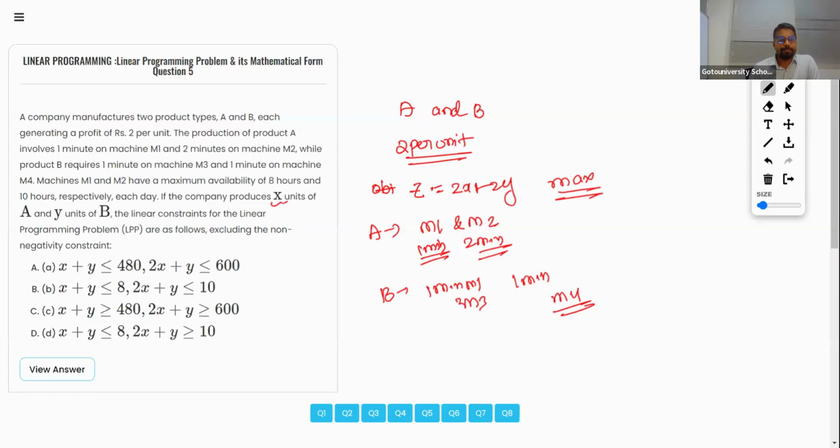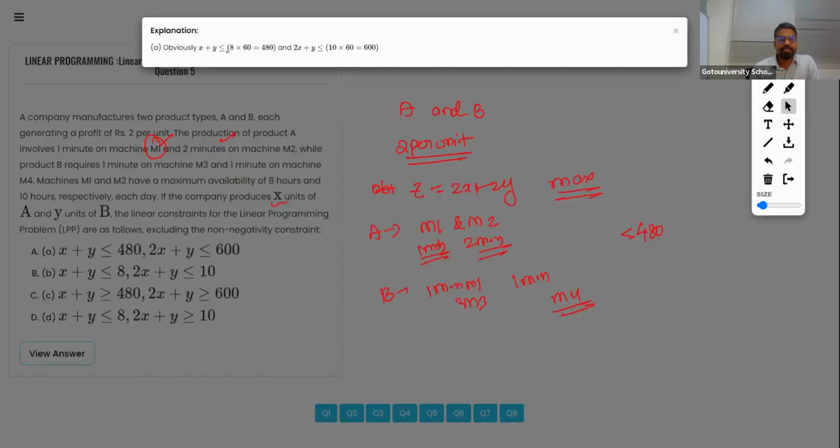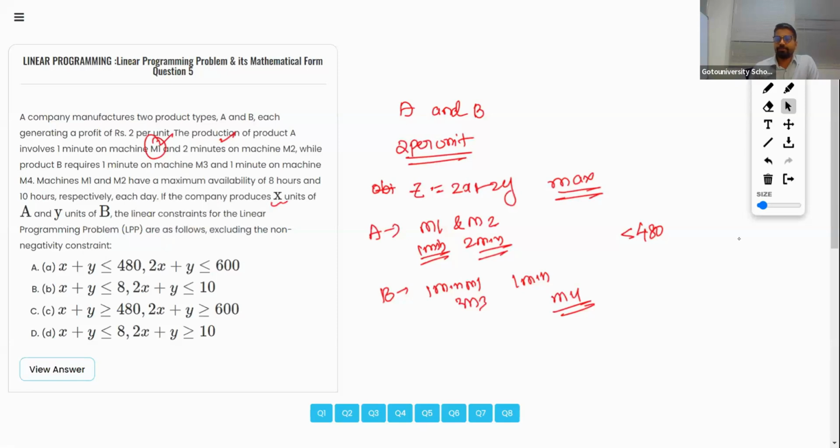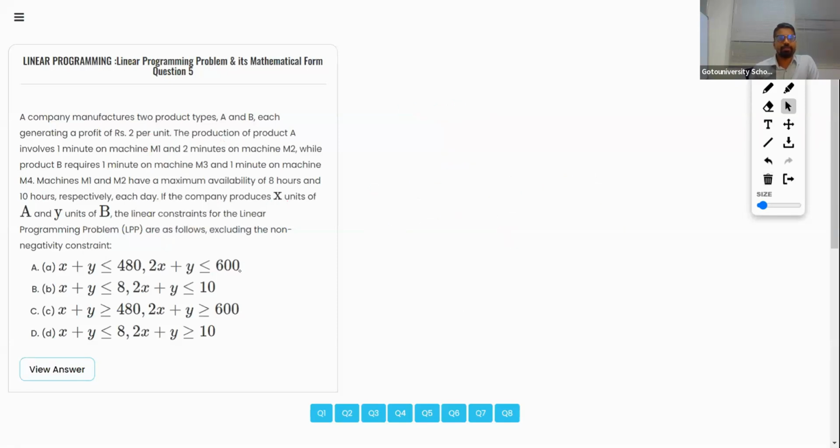Very good. And then 8 hours is 480. So I want M1 and M2. M1 is used for X, M2 is used for Y. So what is our constraint finally? Let's see. X plus y less than or equal to 8. What is x here? X is the units of A and y is the units of B. So let's just check the solution later. Let's go to the next question quickly.